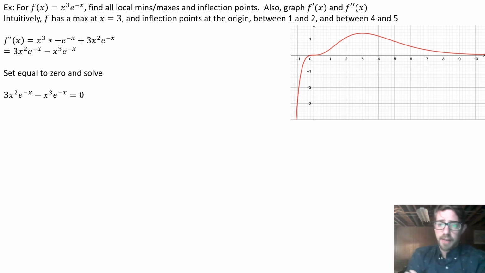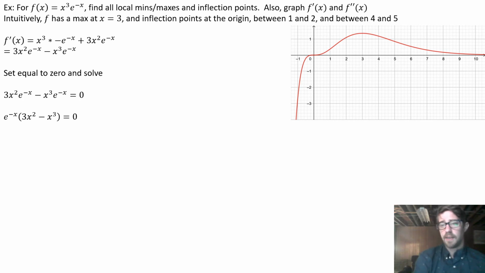As far as solving that, just always think factor. Don't think move something to the other side and divide, because then you'll lose solutions. When you have mixed terms, some polynomial-looking stuff and some e to the stuff, just separate it by factoring. Factor out that e to the negative x, you're left with 3x squared minus x cubed. Now we use the principle of zero products. Either 3x squared minus x cubed is 0, or e to the negative x is 0.